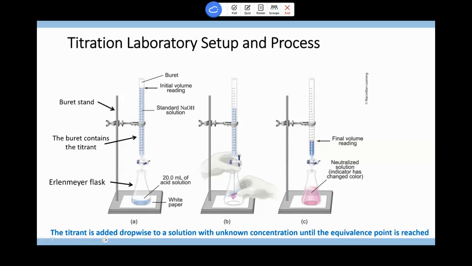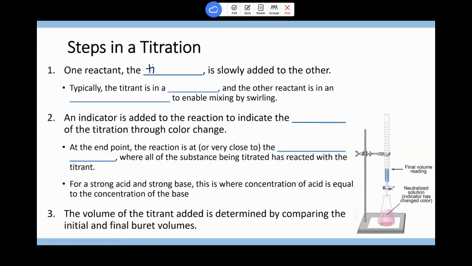So the next slide goes through all of these steps. We have one reactant, which is the titrant, is slowly added to the other. Typically, the titrant is in the burette, and the other reactant is in an Erlenmeyer flask. The shape of the Erlenmeyer flask, it gets narrow at the top. That allows for swirling without as much risk of something splashing out. So that's why we typically use an Erlenmeyer flask.